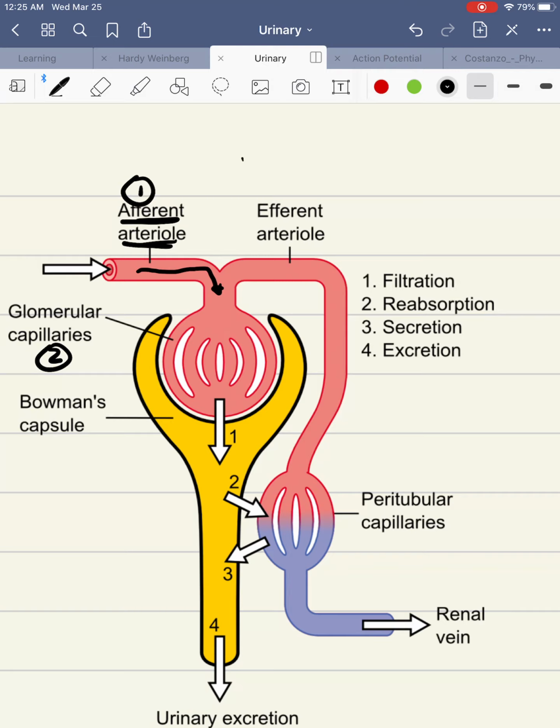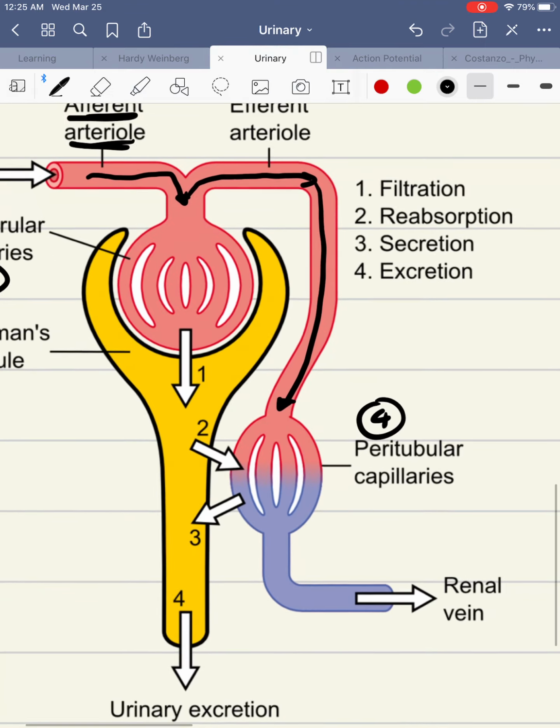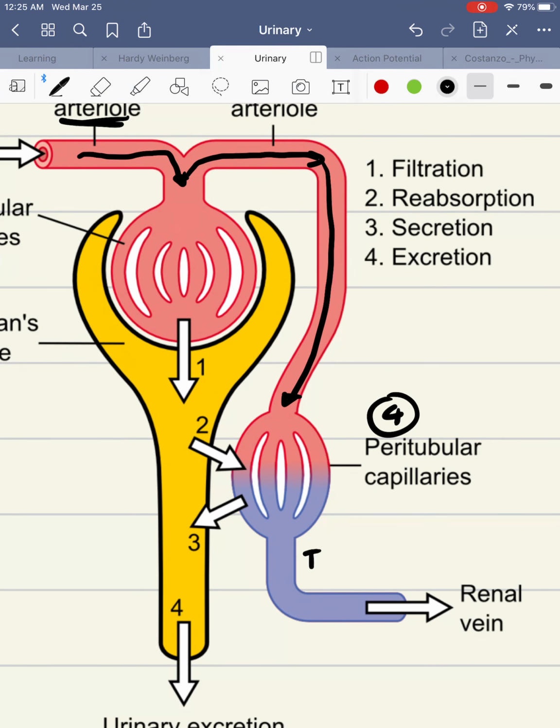So number one is the afferent arteriole. Number two is the glomerulus. Again, we're just tracing the blood flow. We're not tracing the nephron. Then comes the efferent arterioles. Eventually we have, this looks kind of weird, we have another capillary bed called the peritubular capillaries. And finally, we have the interlobular vein. And eventually, we're going to hit the renal vein.